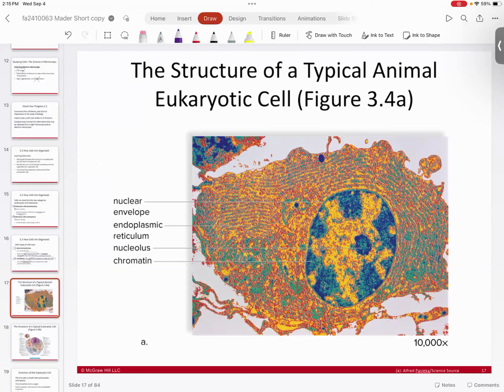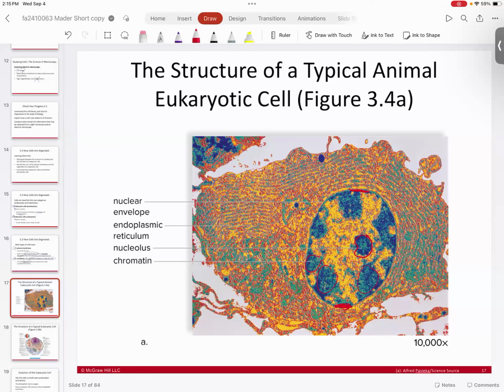So this is kind of like what an actual cell looks like. Here's what a eukaryotic cell looks like. So here you can see the nucleus, which is this guy right here. This little guy right here is what's called your nucleolus. We'll talk more about that in a second. The chromatin here, these blue patches, is basically where the DNA is. That's what the DNA looks like.